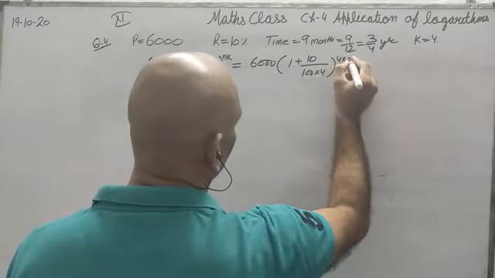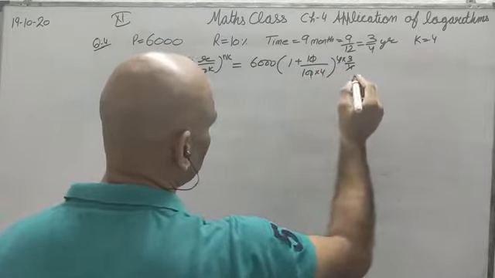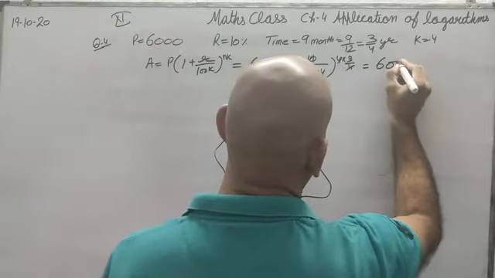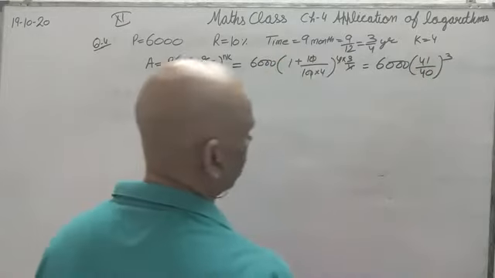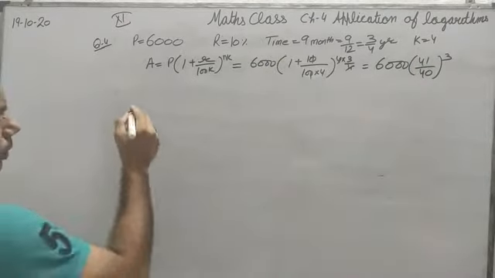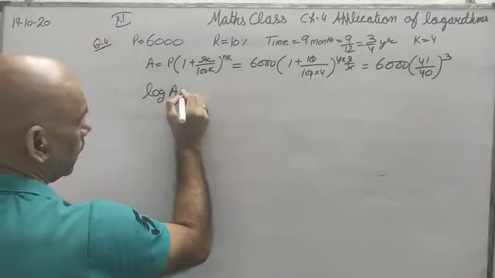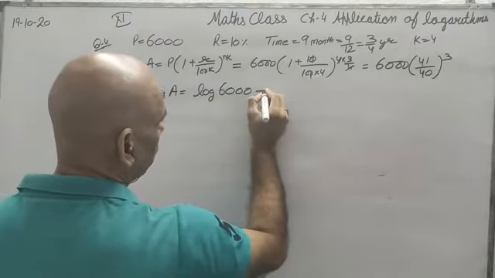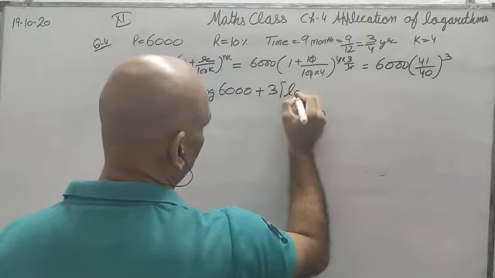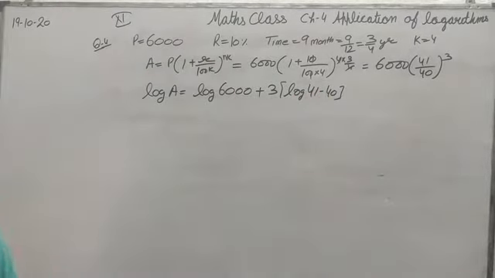and 4 into 3/4. So 4 cancels with 4, 0 cancels with 0. It will be 6000 into (41 upon 40) to the power 3. Now my logs will come into the picture. So log A is equal to log 6000 plus 3 log 41 minus log 40. And this way now I will see the values of log.